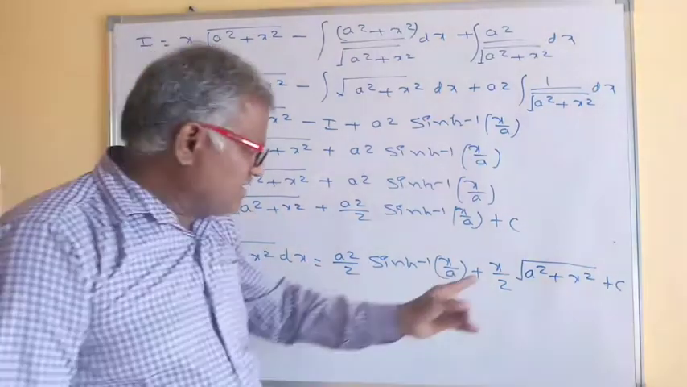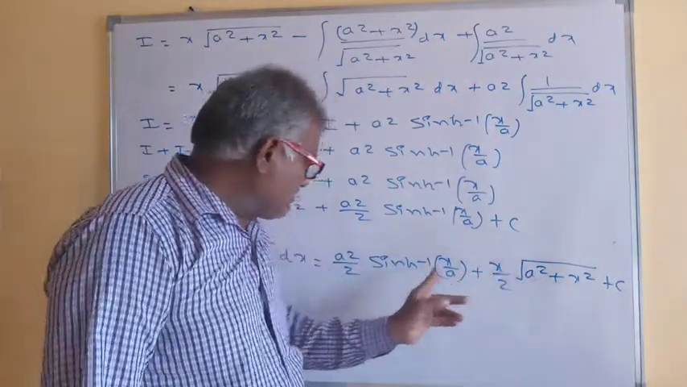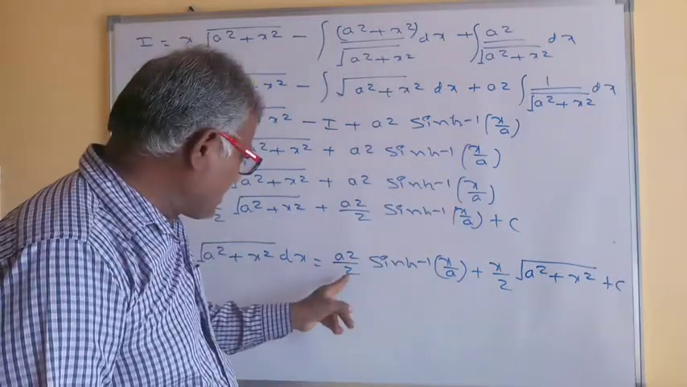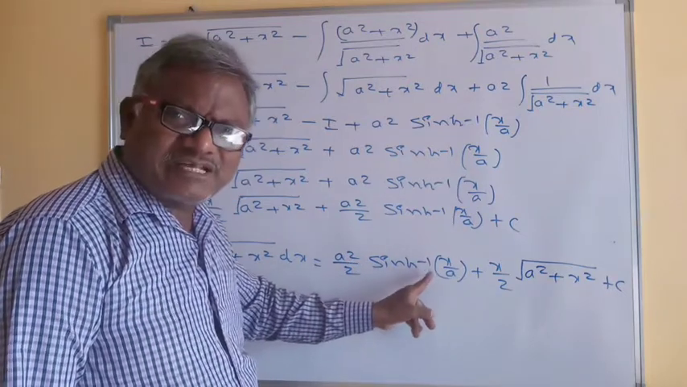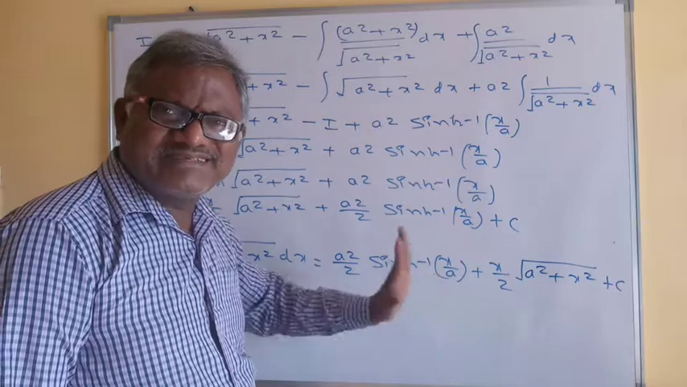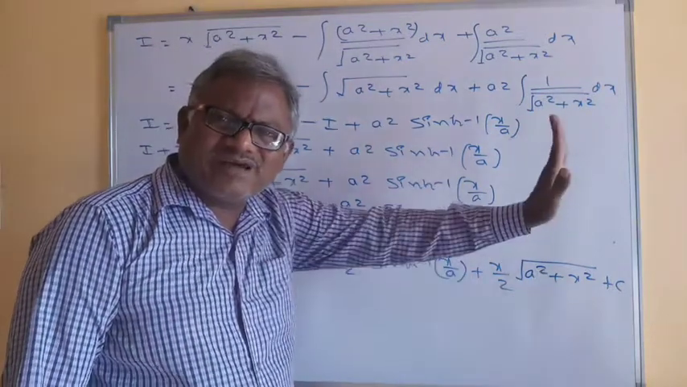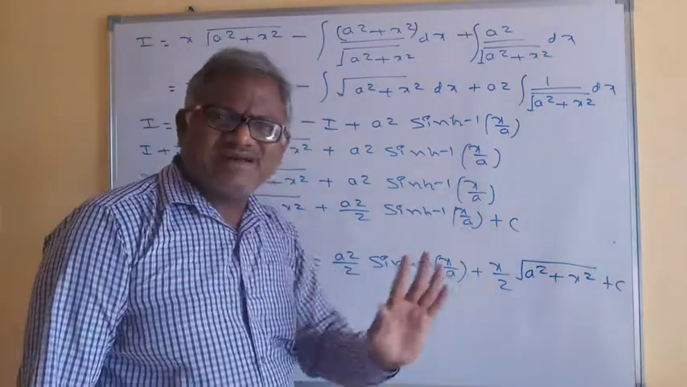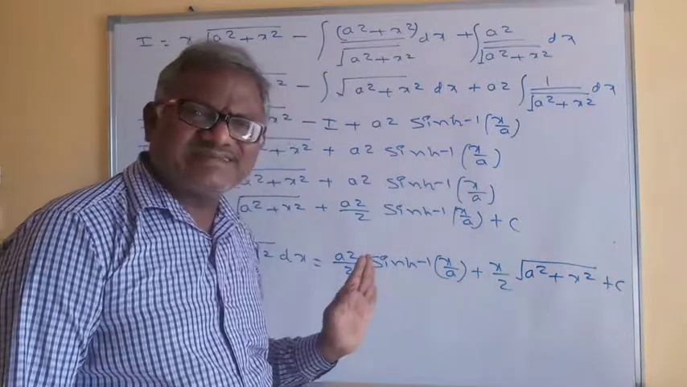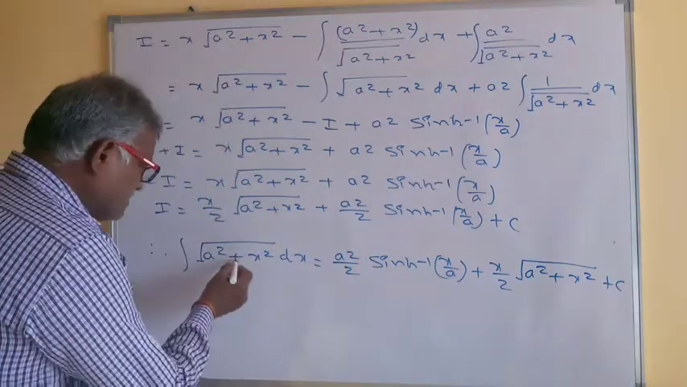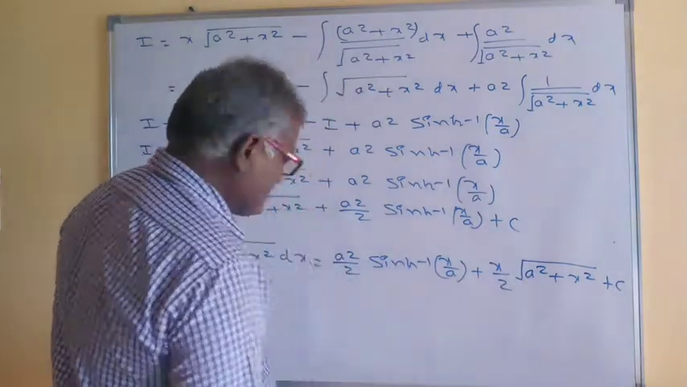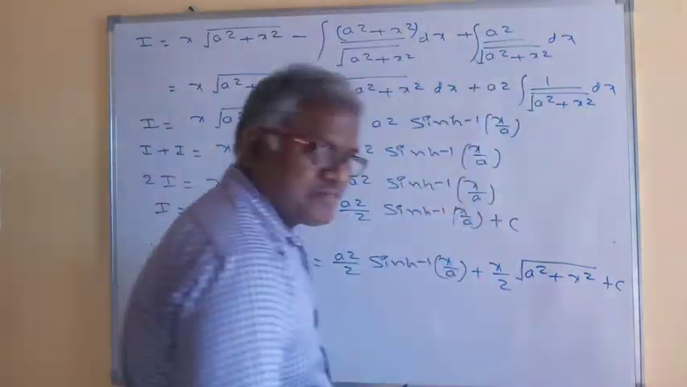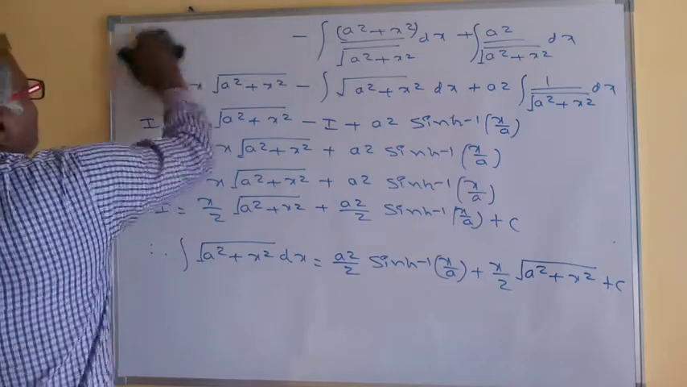In the previous one, a square minus x square, same thing, but there it is sin inverse x by a. Whenever it is a square minus x square, same formula, a square by 2 sin inverse x by a plus x by 2 root of a square minus x square. Whenever plus is there, it is sin h inverse and plus; whenever minus, sin inverse and minus. Only these two changes, simple. There is no change in the remaining part. Okay. Next, third one.